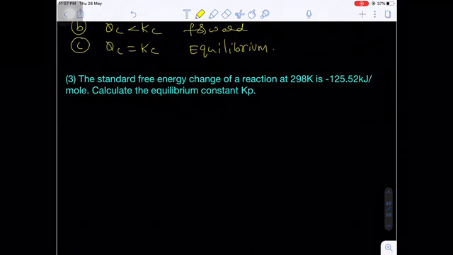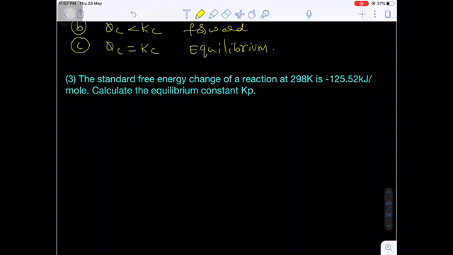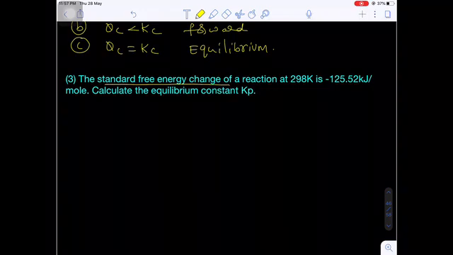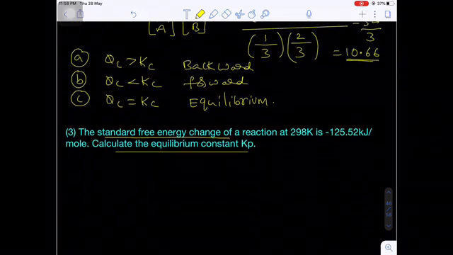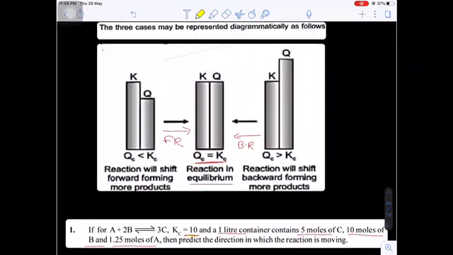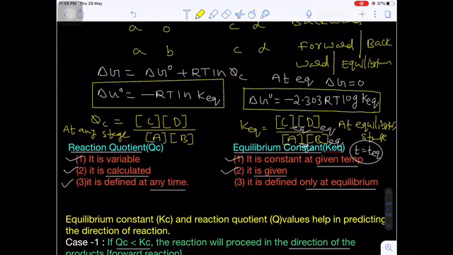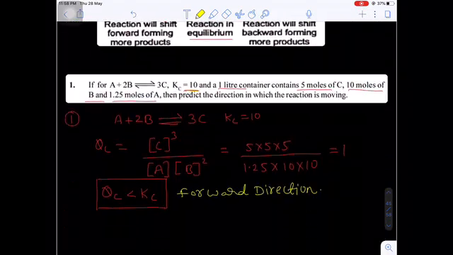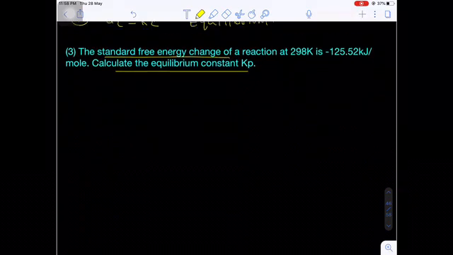Now this question is a thermodynamics related question, because the standard Gibbs free energy change is given and we must find the equilibrium constant. Here I derived one relation between delta G naught and K equilibrium. This is a very important relation. Directly, I am writing that relation.